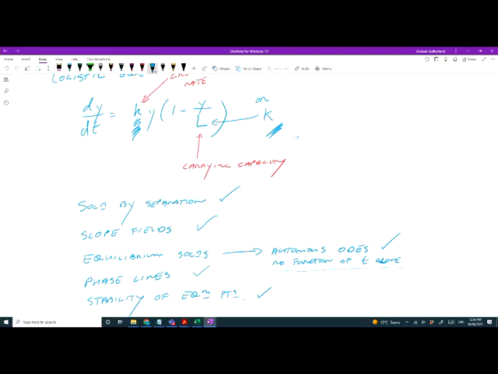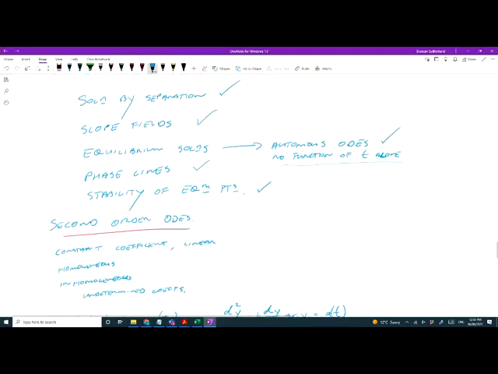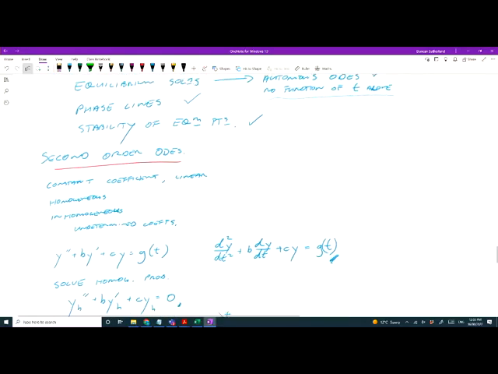Autonomous means that there's no function of time alone, so it doesn't feature in the equation. There's no G of T messing this up. That essentially just means that there's no time-varying thing, right? If you're going to tend to an equilibrium, obviously that's time independent, right? So you need that out of your ODE.